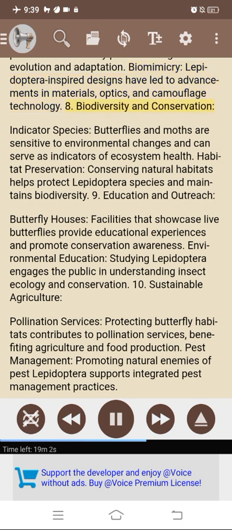8. Biodiversity and conservation. Indicator species. Butterflies and moths are sensitive to environmental changes and can serve as indicators of ecosystem health. Habitat preservation. Conserving natural habitats helps protect Lepidoptera species and maintains biodiversity.